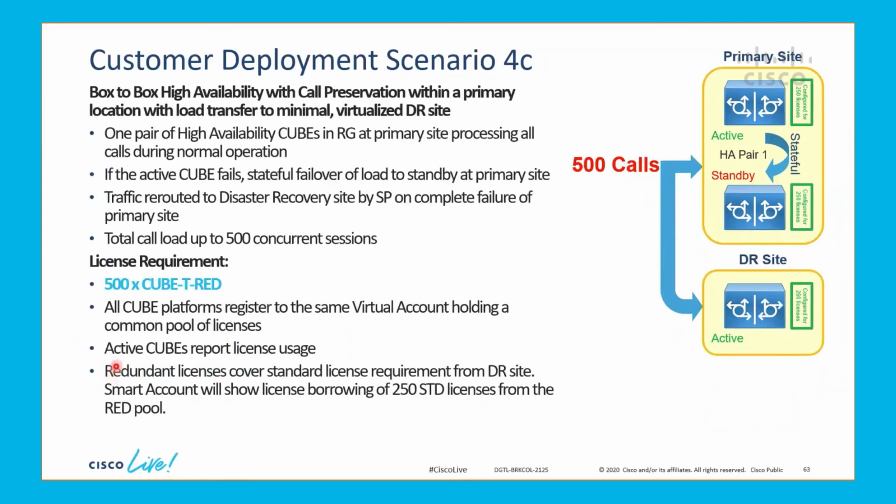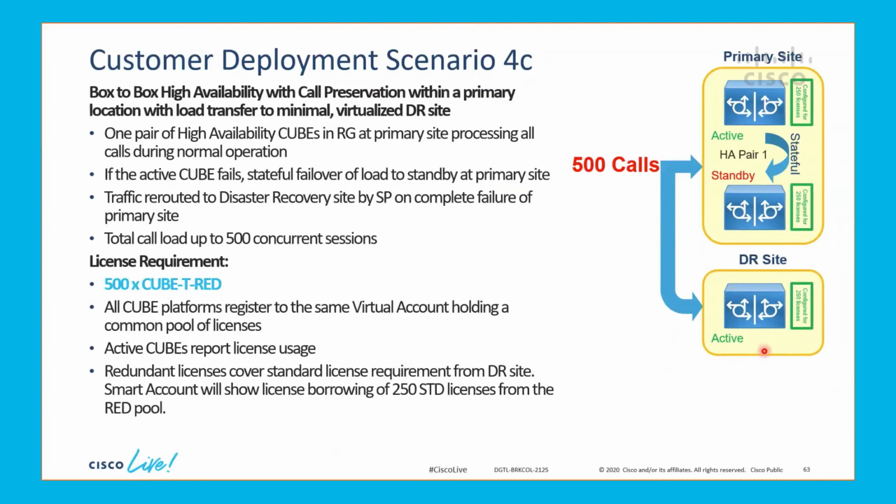This is a unique scenario. So you have a primary site and you have a DR site. The primary site has a CUBE HA pair, right? And that is expected to handle 500 calls. If the active CUBE goes down, the standby takes over, preserving signaling and media, meaning preserving all the calls. But let's say the primary site completely goes down. The DR site has a standalone CUBE box, which will be handling those 500 calls.